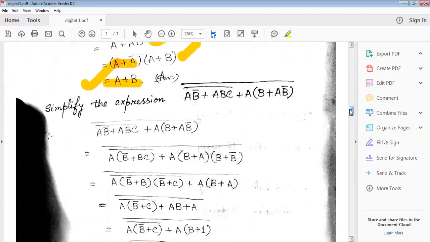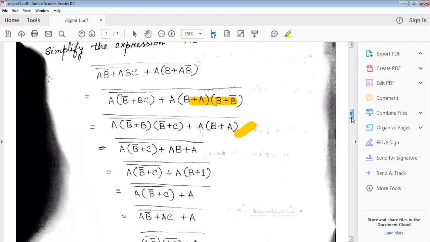Similarly, just another simplification: AB bar plus ABC whole bar plus A into B plus AB bar whole bar. So what we have done, from the distributive property, B plus AB bar becomes B plus A into B plus B bar. That B plus B bar is equal to 1. So 1 into something will be that one. So B plus B bar is eliminated.